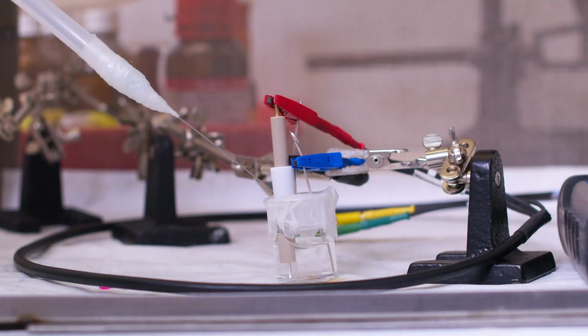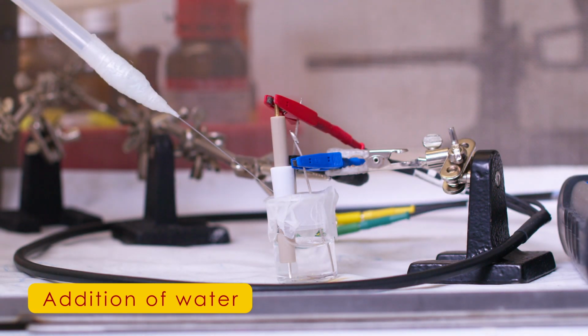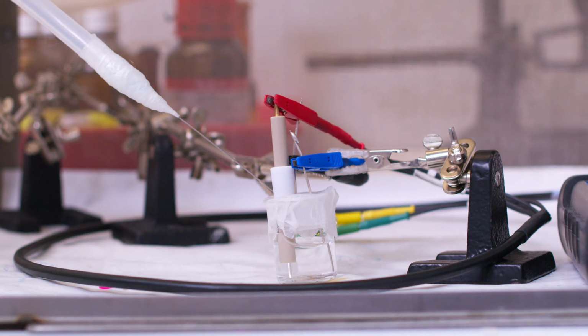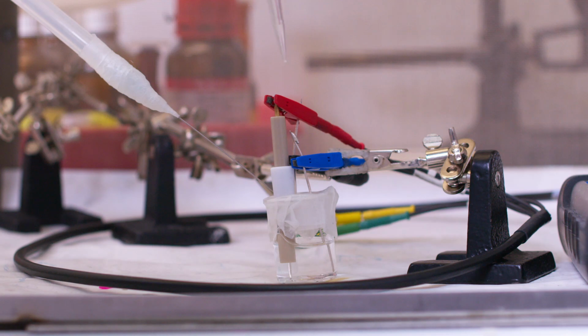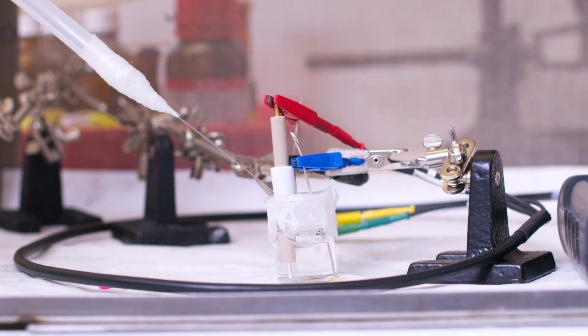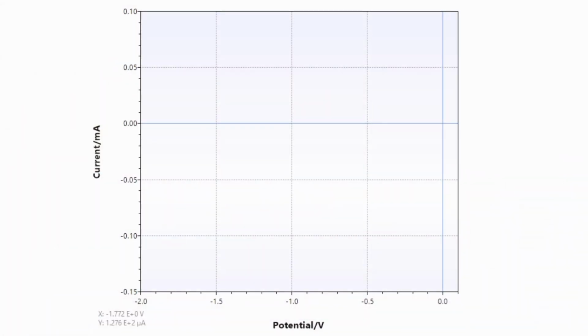For our final step, we'd like to see the effects of water and see the importance of having dried organic solvents for our voltammetry in non-aqueous solutions. For this part, we'll simulate that by adding a few microliters of distilled water into our cell. So we'll just start the CV here, scanning towards the negative potential.